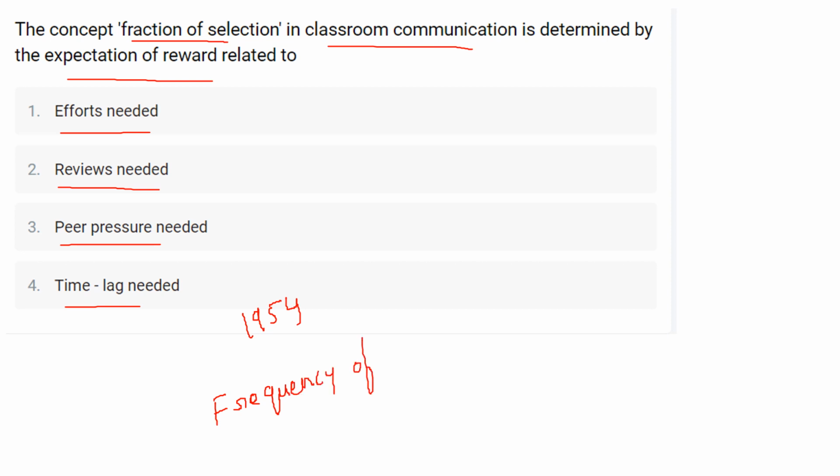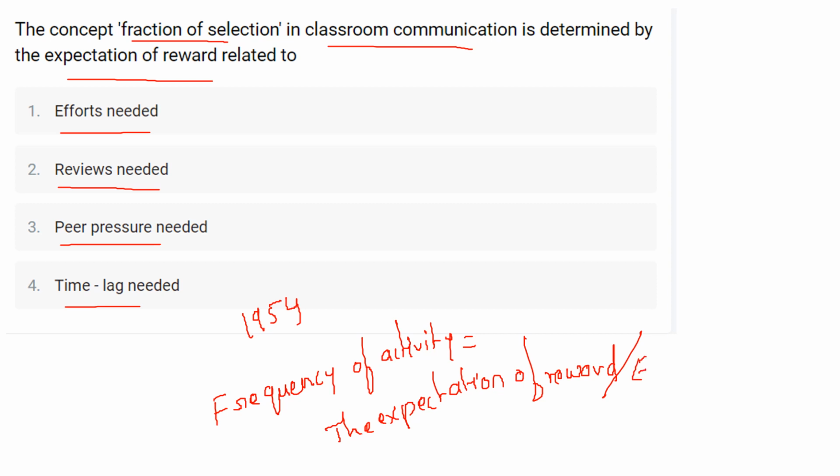Frequency of activity equals the expectation of reward divided by efforts required.